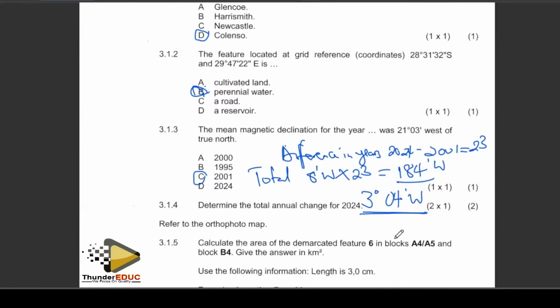That is the total annual change for 2024. The angle has changed by a further 3 degrees and 4 minutes to the west from the initial angle that was there in 2001. Right. So we got the next question.